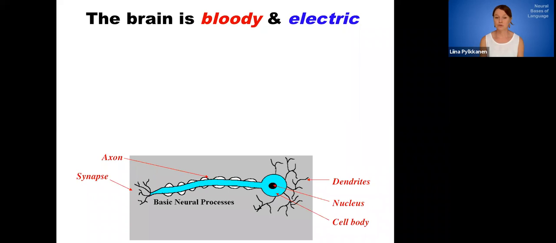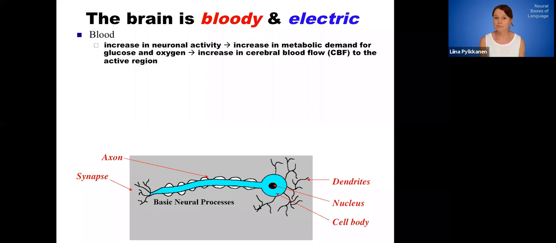Okay, so here's your neuron, already familiar to us. So your electrical current will rush through the axon to the next neuron. And when lots of neurons work together intensely, there is an increase in blood supply to that area. So when there's an increase in neural activity, there's an increase in metabolic demand for glucose and oxygen, and that's what causes the increase in cerebral blood flow to that particular active region.